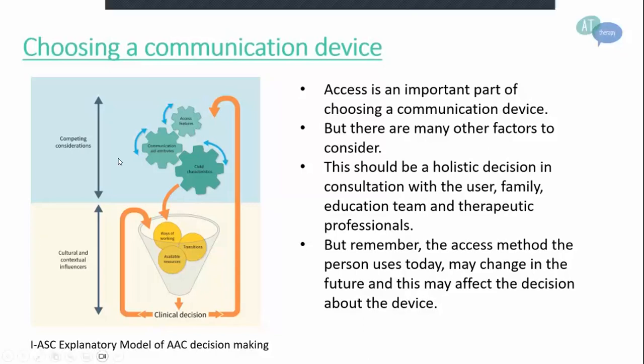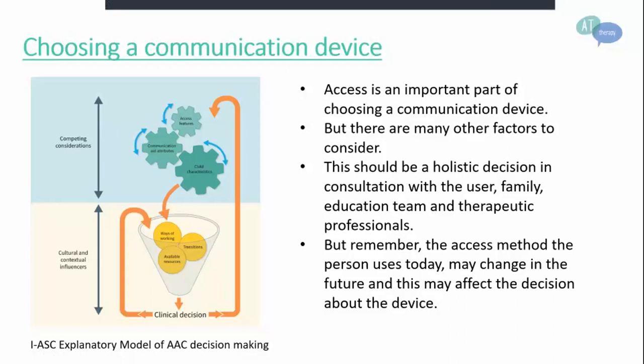But you can see here, access, what we talked about today, is just one of these key cogs in this whole diagram. So what we'll also need to be considering are things about the user. It says child, but obviously that can be an adult as well. Things about the device, you know, portability, size, whether it has the right access requirements for that person. And then all of that needs to be considered in terms of this funnel as well. So we're thinking about, are there any key transitions coming up between settings? Are they moving? Are they going to college? Are they going to school?